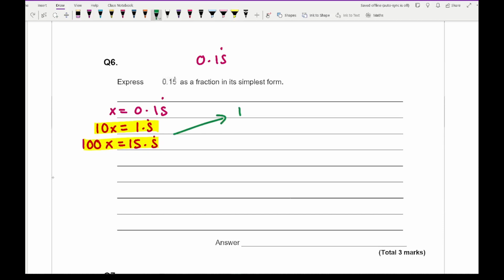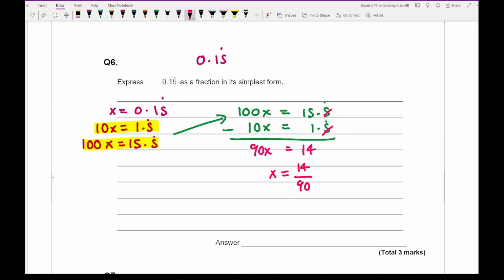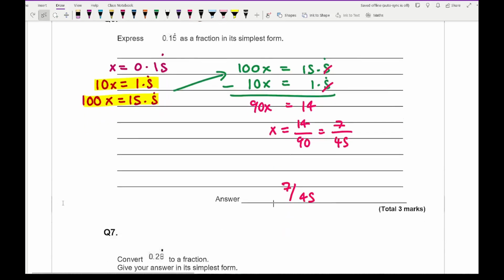So from that, if I jiggle them around, I get 100x equals 15.5 recurring, 10x equals 1.5 recurring, and we want to take away. Now again, just going over what we know: you want to get to a point where the recurring decimals, when you subtract, cancel each other out. So here I'm going to end up with 90x equals, they cancel out, 15 take away 1 is 14, so x equals 14/90. Then we can simplify this because they're both multiples of 2, and that becomes 7/45.